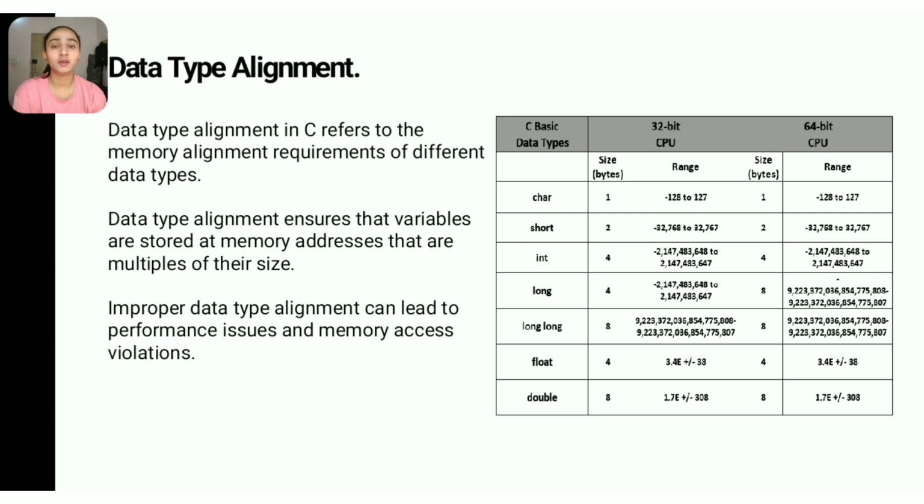Data type alignment. Data type alignment in C refers to the memory alignment requirements of different data types. Data type alignment ensures the variables are stored at memory addresses that are multiples of their size. Improper data type alignment can lead to performance issues and memory access violations.